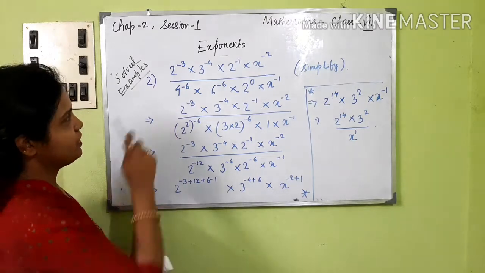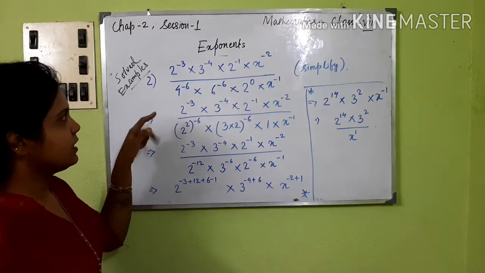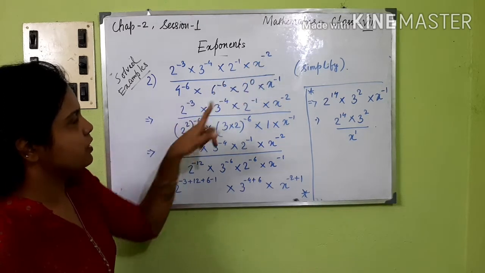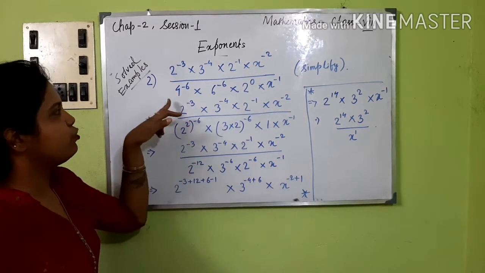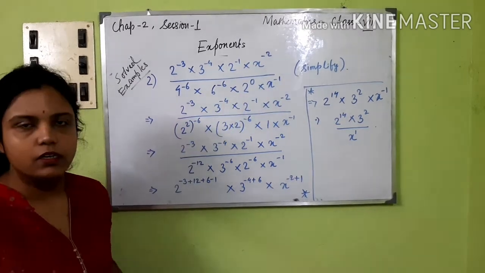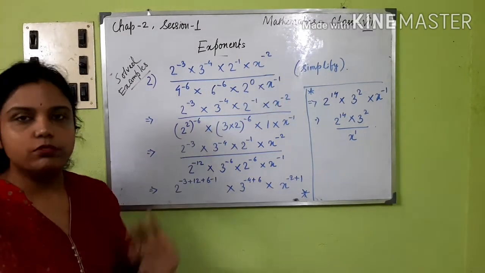Next, I've come up with another example. The second example is 2 to the power −3 into 3 to the power −4 into 2 to the power −1 into x to the power −2, divided by 4 to the power −6 into 6 to the power −6 into 2 to the power 0 into x to the power −1. This is the question you have to simplify.